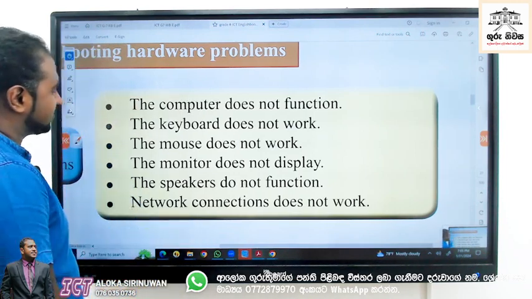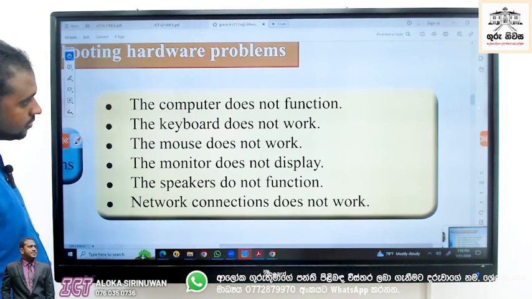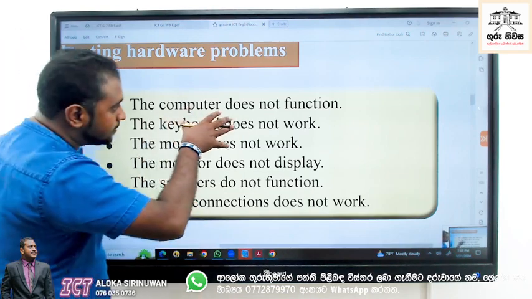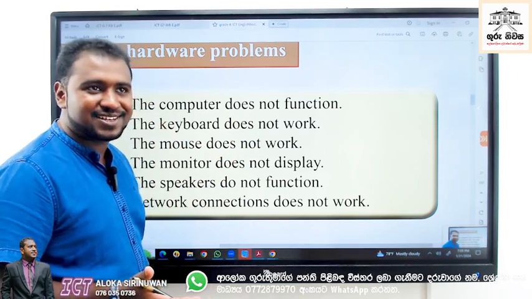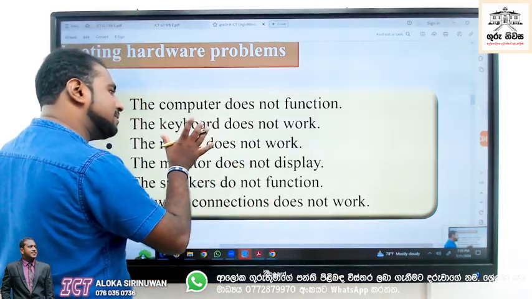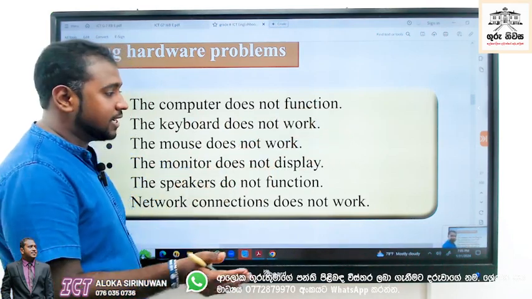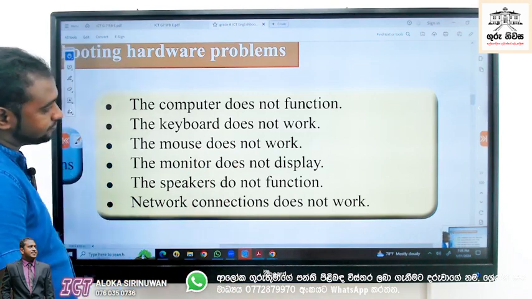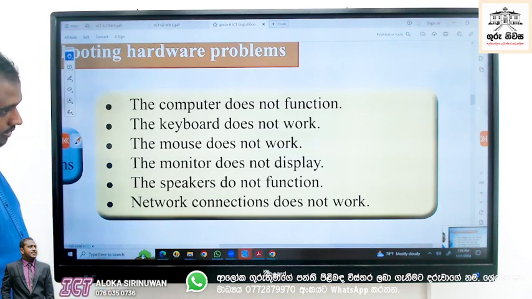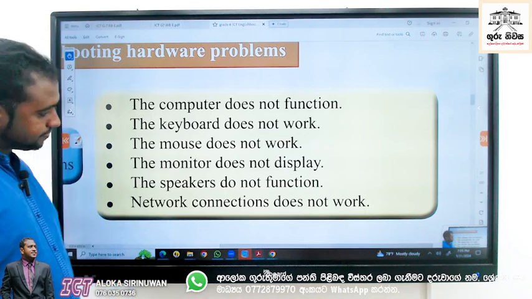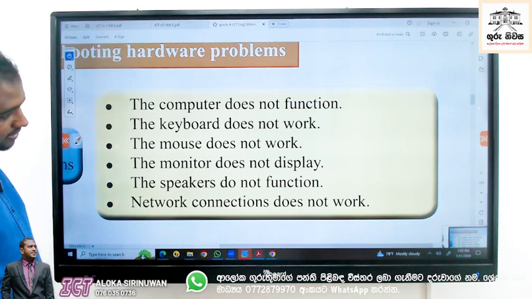First point. The computer does not function. Yes, second one. The keyboard does not work. Wait, the computer does not function. That is, the computer is not working in simple words. Okay. The keyboard does not work. Your keyboard is broken sometimes. It's not working. Third one, Pute. The mouse does not work. Fourth. The monitor does not display. Yes. The next one. Speakers do not function. Last one. Network connections do not work. Network connection does not work.